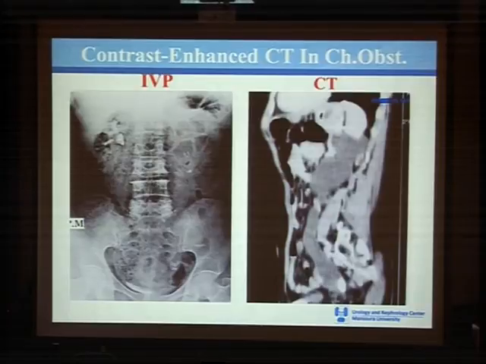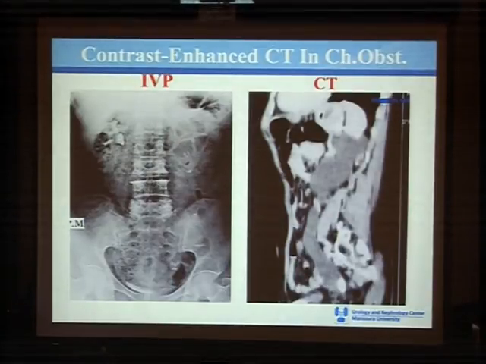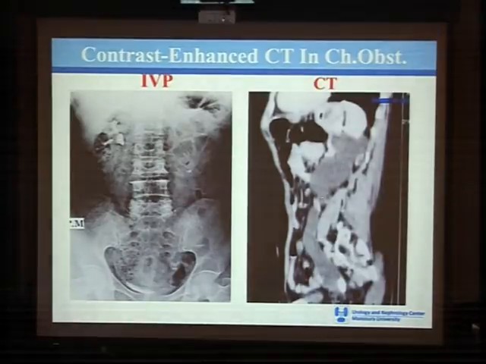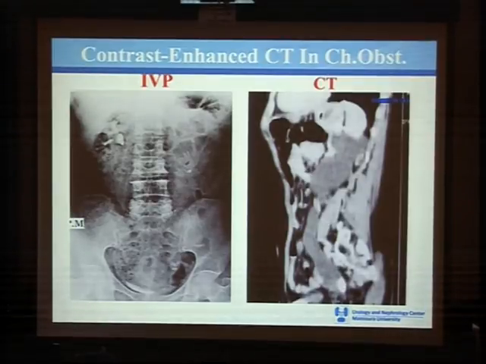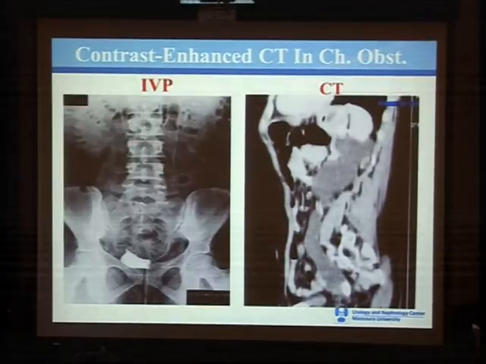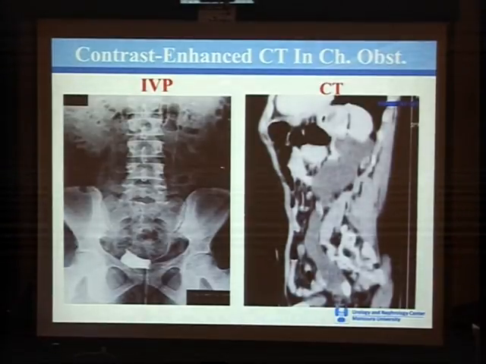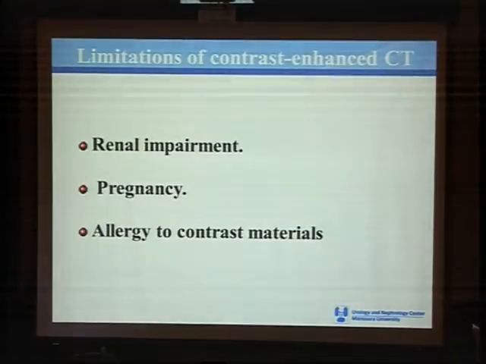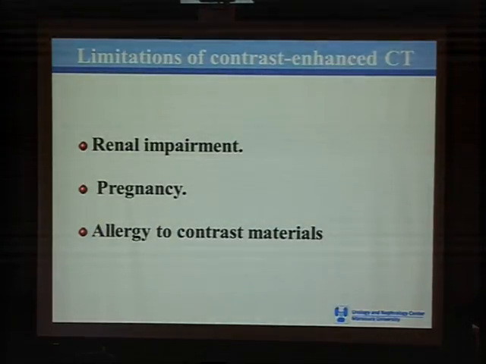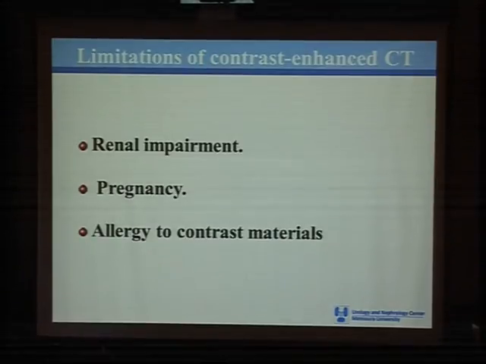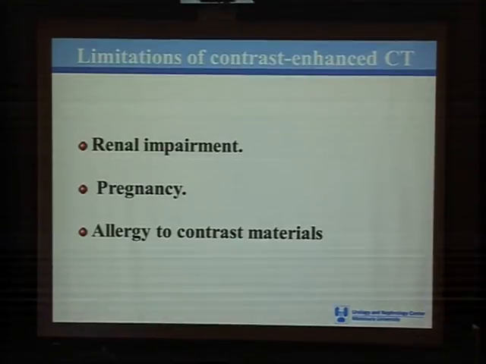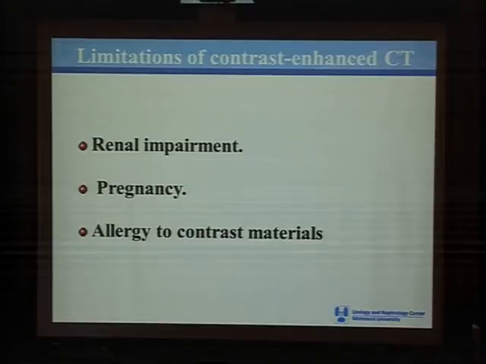This is an example here. There is no excretion of dye by the left kidney on IVP, but the CT can visualize the right kidney, dilated kidney, and ureter, a stone in the lowermost part of the ureter. Another, here there is no excretion of dye by the right kidney, but by CT you can see dilated kidney. However, the CT has limitations, could not be used in cases of renal impairment, in pregnant ladies, and in patients having allergy to radiocontrast material.